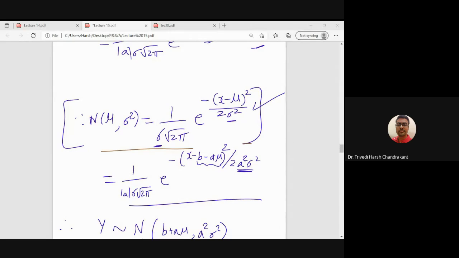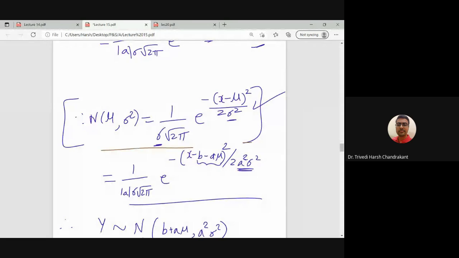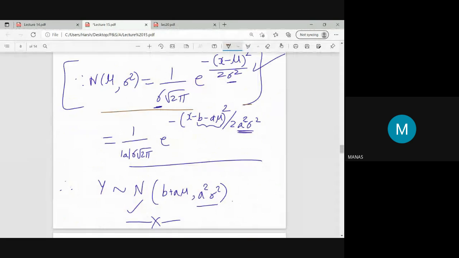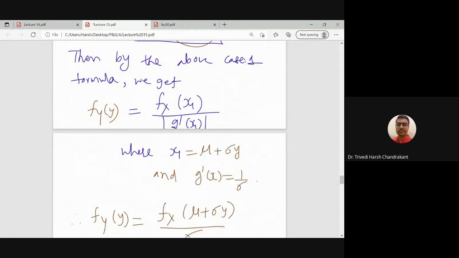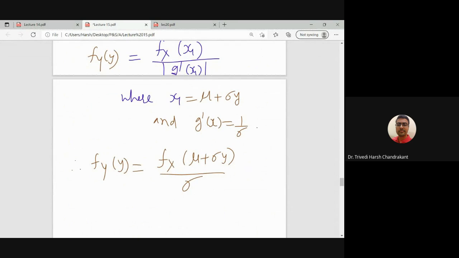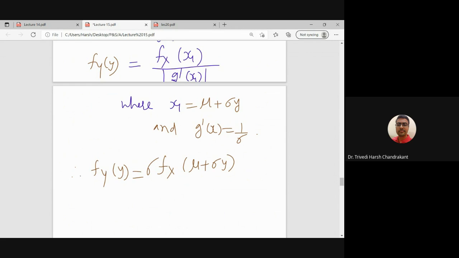Any question? Yes. Sigma should be in the numerator, no? Because it's fx divided by g dash x, and g dash x is 1 by sigma. Yes, you are right. I made a mistake. Thanks for the correction. Otherwise, we will have a mistake in the next computation. Since we are dividing by 1 by sigma, sigma must be in the numerator.